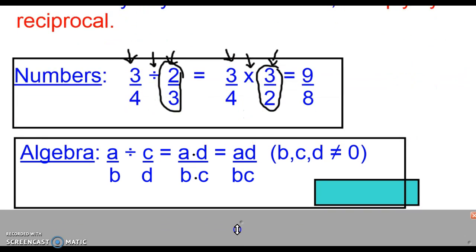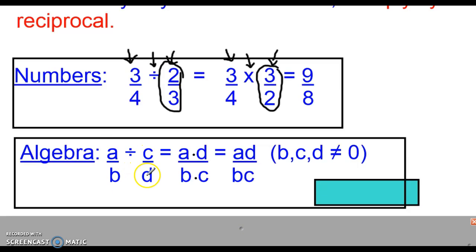So the algebra for this is just A/B divided by C/D equals A/B times, and then you can see right here the reciprocal of C/D was D/C, and then you multiply across, so AD/BC. And then B, C, and D cannot equal 0. And the reason for this is because B is a denominator at one point, C is a denominator at one point, and D is also a denominator at one point. And our denominators can never equal 0, as we've also gone over in previous lessons.